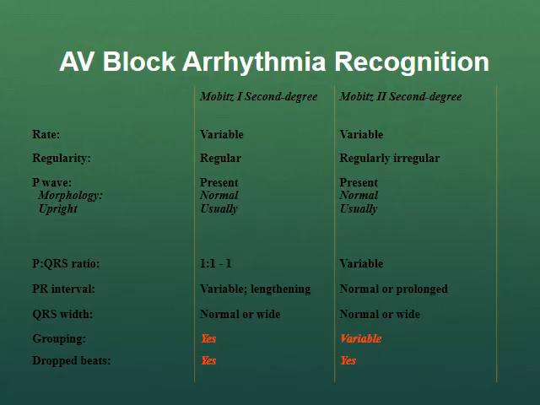In type 2, again, everything is the same. The only thing that's changing is the fact that we also have drop beats here, but our PR interval should be consistent. It could be long, but it should not change from beat to beat. We are still going to have grouping, and we will have drop beats as well.